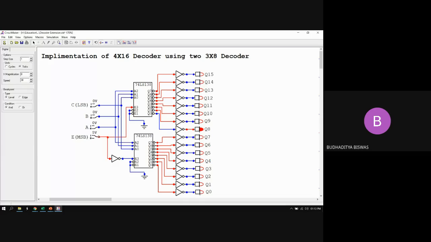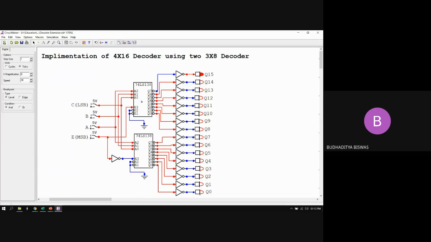Similarly, if I give the last combination 1 1 1 1, then you see Q15 is high. So this particular circuit works on the principle of a 4x16 decoder. Whatever information is present here, it decodes the information, and at a particular time it activates one of the outputs. And as I mentioned, this is a special technique.